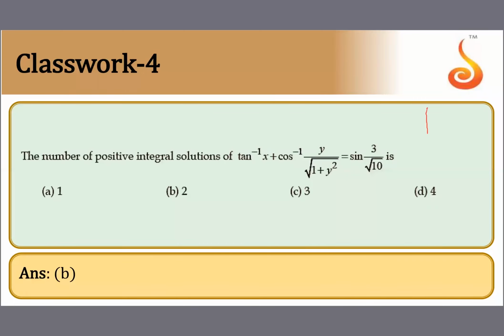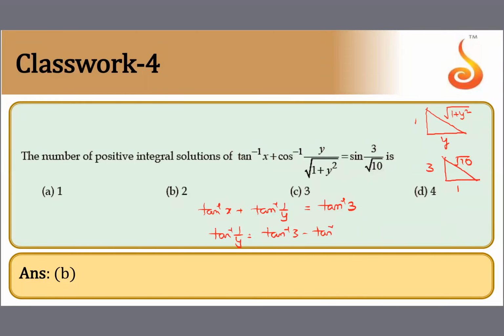If you take the triangle, this is y, this is under root of 1 plus y square, obviously this will be 1. So this can be written as tan inverse x plus tan inverse 1 by y equal to, take another triangle. In books, a lot of formulas are there. You go to the basics, you'll understand. This is tan inverse 3. So tan inverse 1 by y is the danger. So we write tan inverse 1 by y on this side, tan inverse 3 minus tan inverse x.